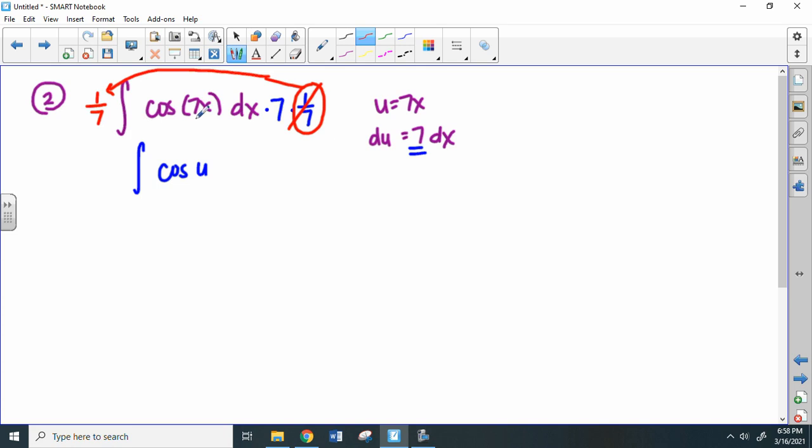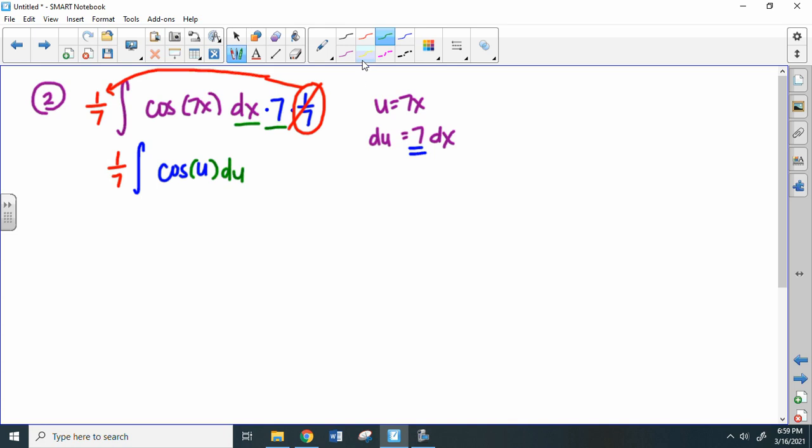All right, so I still technically multiplied by 1. I did it with a 7 and a 1 over 7. I just put one of them in front and one of them inside. And as long as it's a constant, I'm allowed to do that. Okay, and so now the 1 over 7 is still part of my integral. And the dx times the 7 becomes the du. And so what am I actually integrating? I have 1/7 of the integral of cosine of u du.